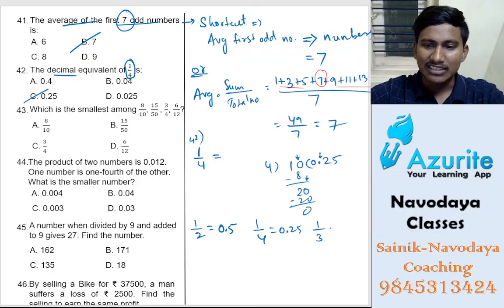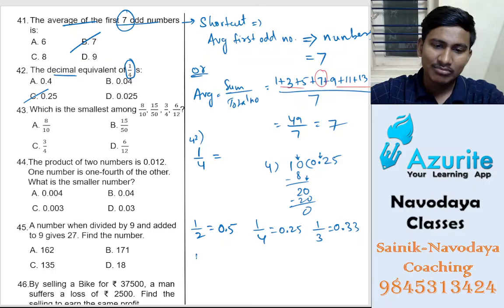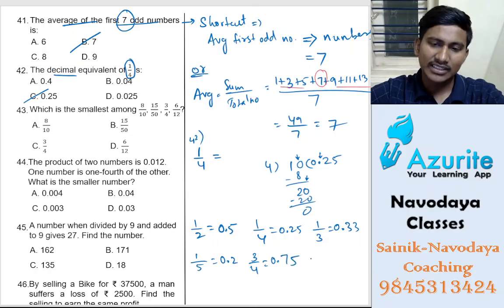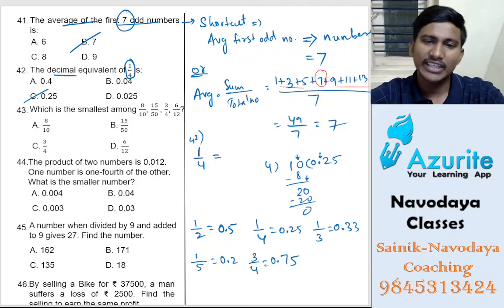1 by 3 means 0.33, and 1 by 5 means 0.2, and 3 by 4 means 0.75. You should remember this, understand, that will help you. Write it down.